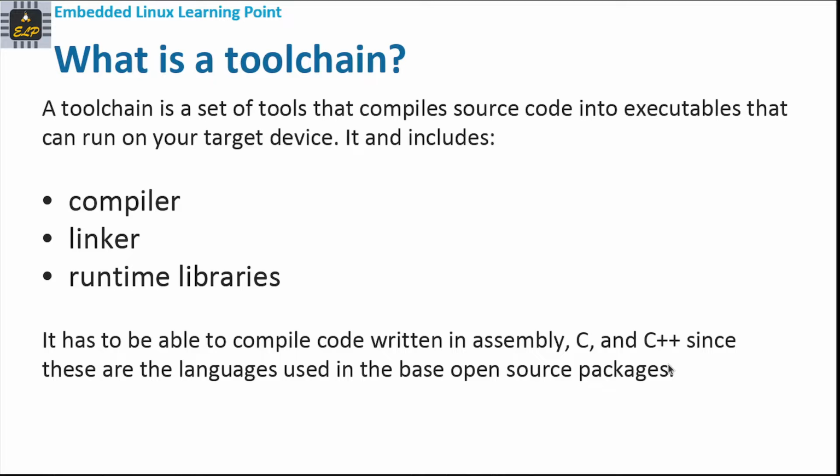So what is a toolchain? A toolchain is a set of tools that compiles source code into executables that can run on your target device. Basically, the toolchain includes compiler, linker, and runtime libraries. It has to be able to compile code written in assembly, C and C++, since these are the languages used in the base open source packages. So your toolchain contains a set of tools for you to convert your source code into an executable binary.